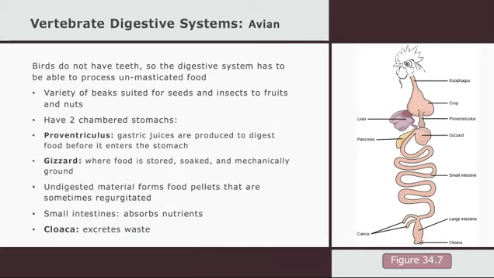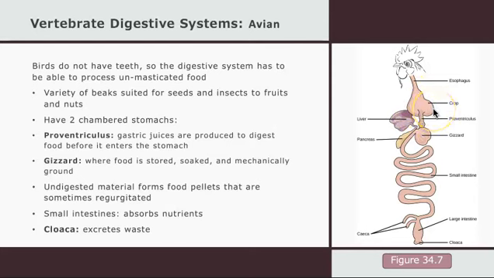Now let's talk about a different type of digestive system known as avian. Birds do not have teeth, so their digestive system has to be able to process unmasticated, or unchewed, food. So we see that birds have a variety of beaks to assist in whatever diet that they have. Maybe it's for eating seeds or insects, fruits, or nuts. But we do have in common that these two chambered stomachs exist.